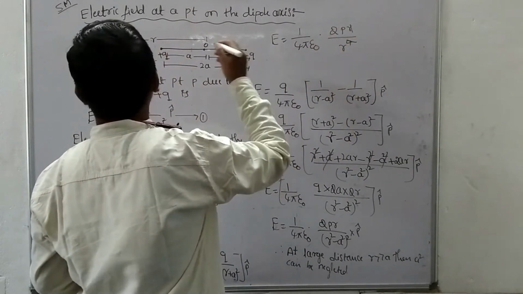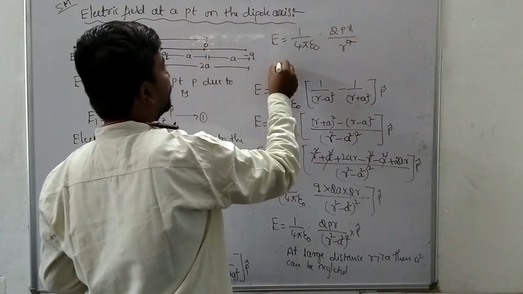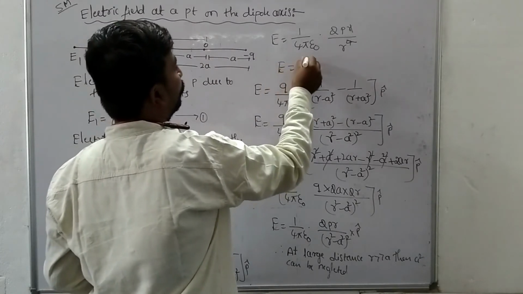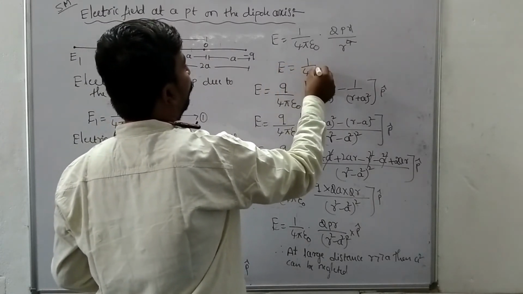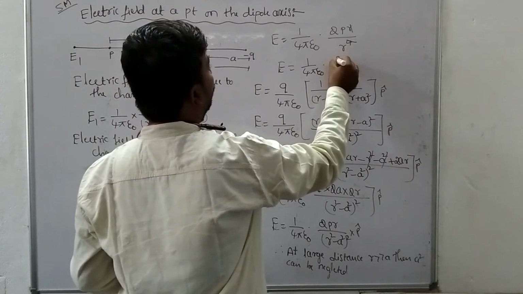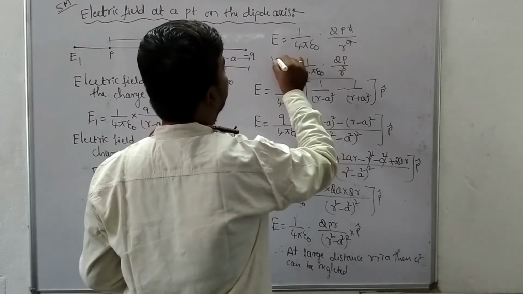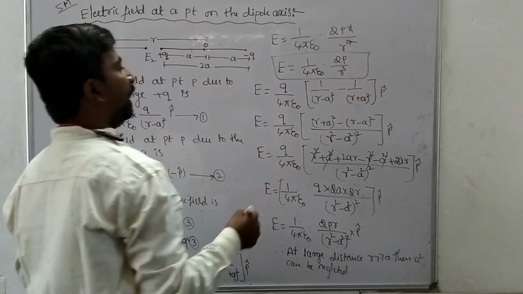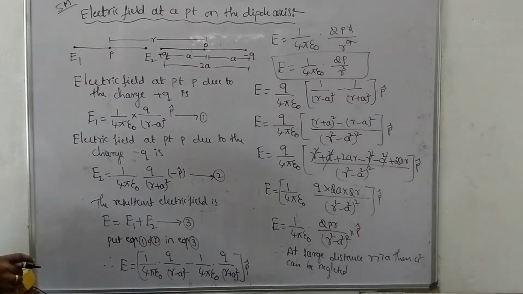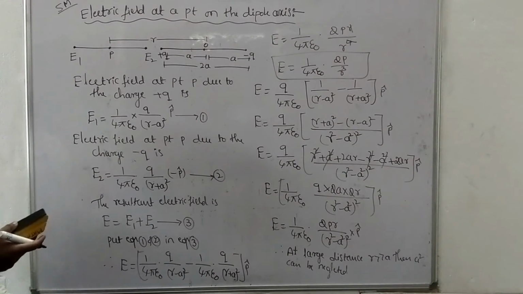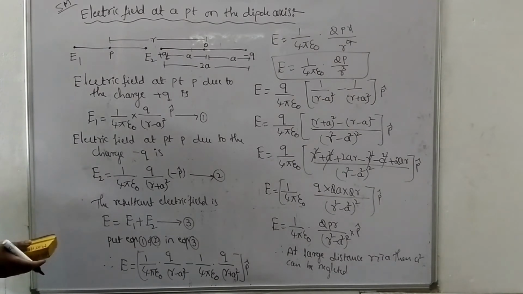Then finally we get the electric field at a point on the dipole axis: E is equal to 1 by 4 pi epsilon naught into 2P by R cube. So this is the final equation for electric field at a point on the dipole axis. It is very very important for 5 marks in your examination, isn't it?